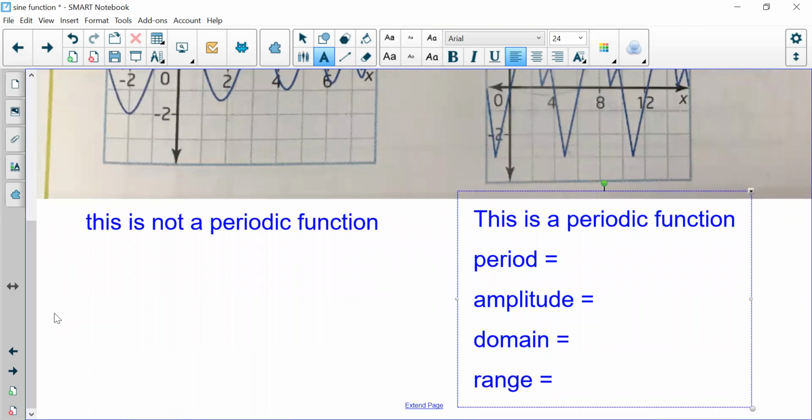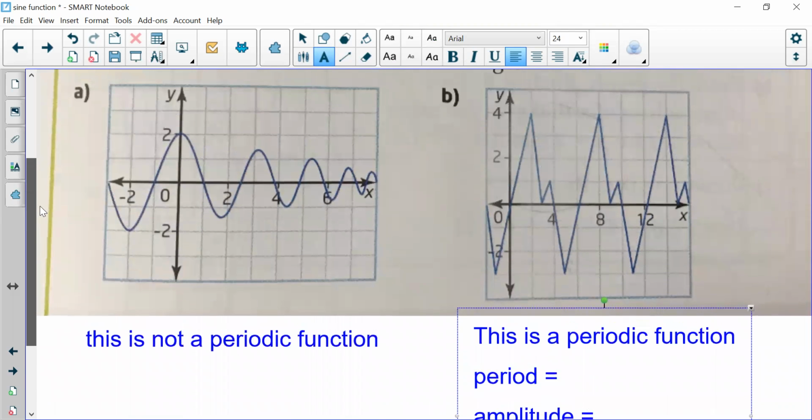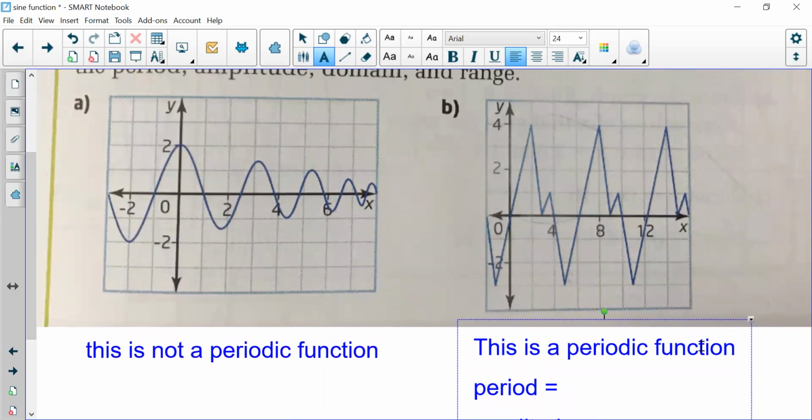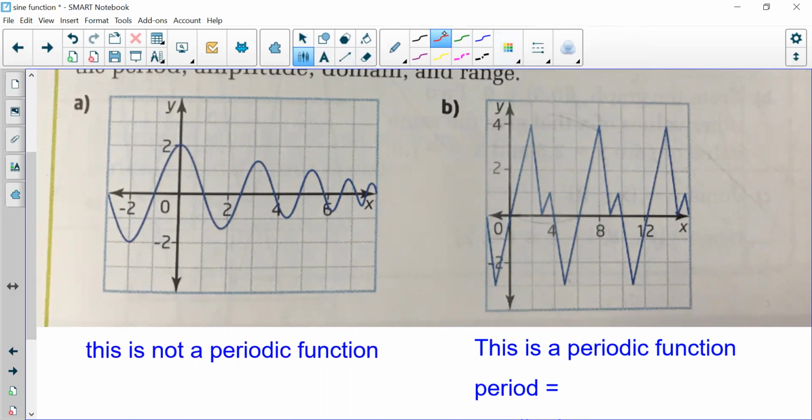Let's first look at the period. The period is the horizontal length of one cycle. So for this question, I would just pick a starting point. Whether you're down here at 0 on the y-axis or you're at the top of the mountain, just pick a starting point and figure out when the full cycle happens so you're back to that same starting spot.